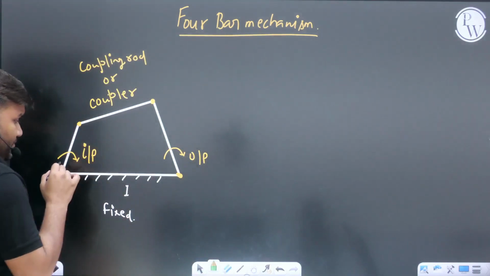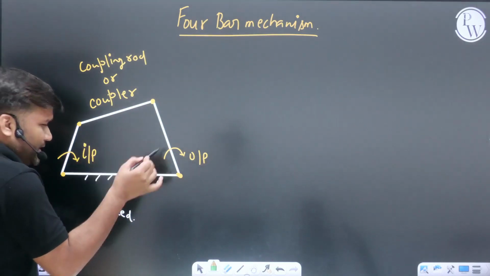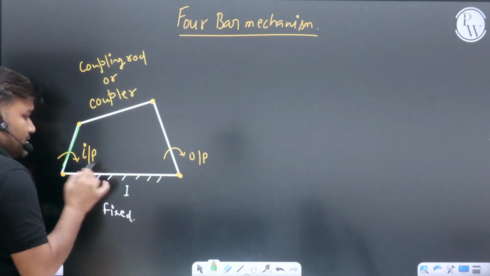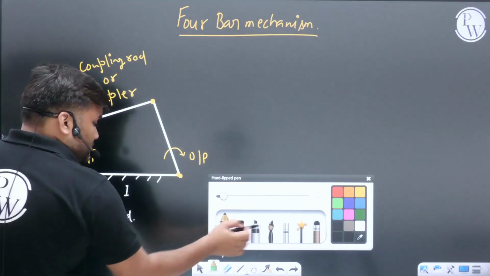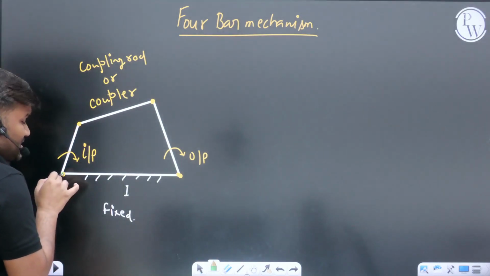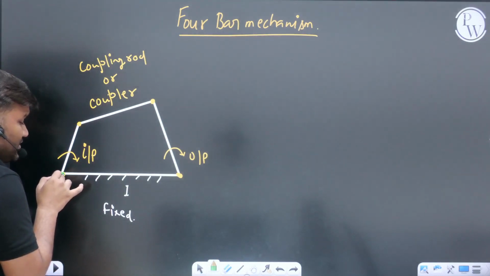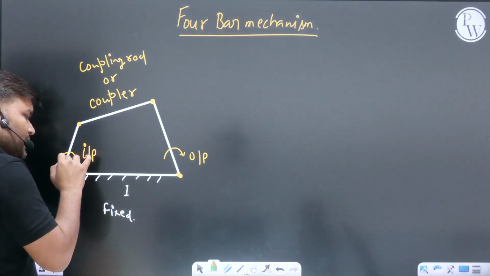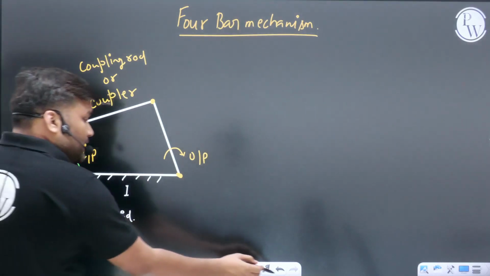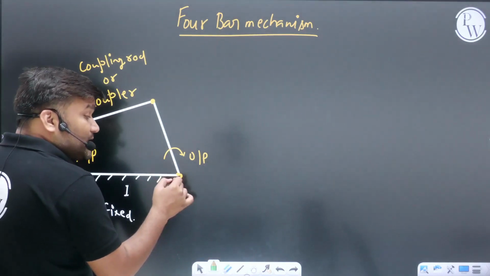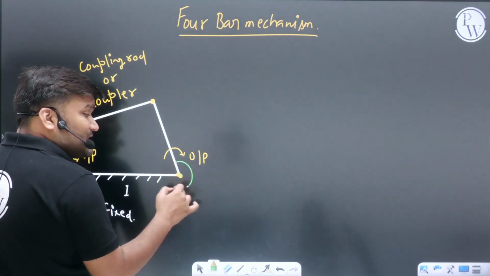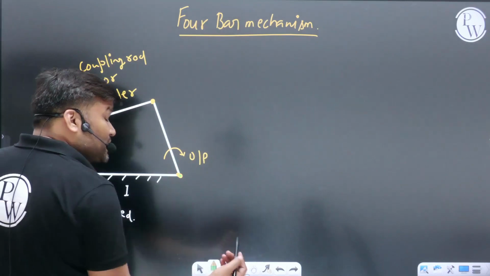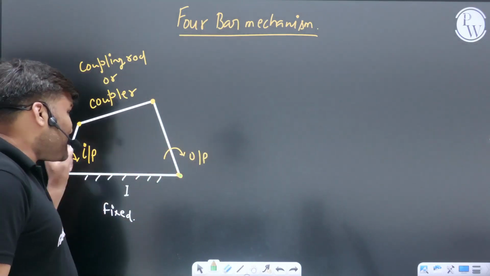sir, can you feel this input link? This is fixed about this point. This can have rotation about this point. Input link has no other option. It can have rotation about this point. Output link, similarly, output link can have rotation. It also has no choice. It can also have rotation only. Both these links can have rotation only.